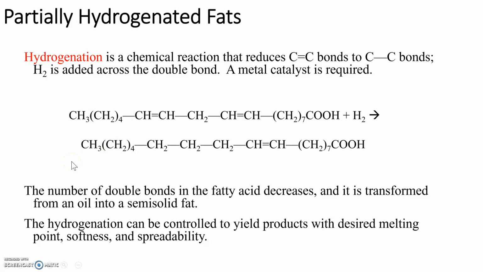Another term that we encounter is hydrogenated fats, or partially hydrogenated fats. Hydrogenation is a chemical process in which we take a double bond in one of our unsaturated fatty acids, react it with hydrogen to create a single bond. So this double bond now has been converted into a single bond. So the number of double bonds in a fatty acid decreases during hydrogenation. And this results in the transformation of an oil, something in a liquid, to a semi-solid fat.